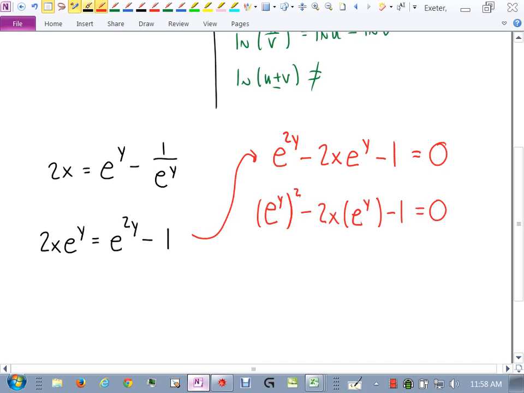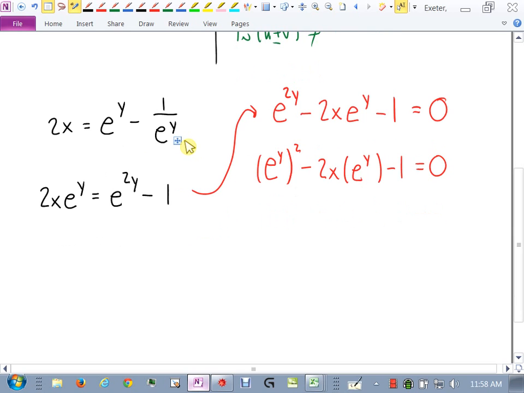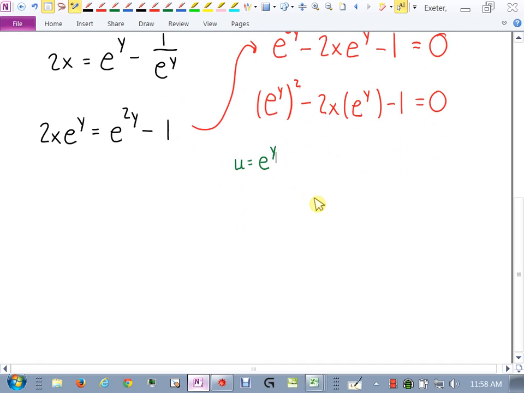Now, to help you see how this is quadratic, I'm going to do just a quick substitution. Everywhere I see an e to the y, I'm going to replace it with u. And I just need to remember that when I'm done with this, I need to switch back. Okay? So everywhere you see an e to the y, replace it with the u. And what do you get? u squared minus 2x u minus 1 equals 0.